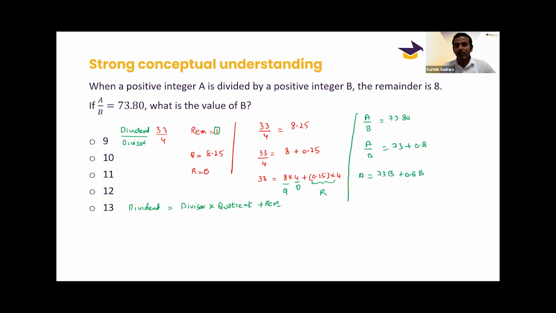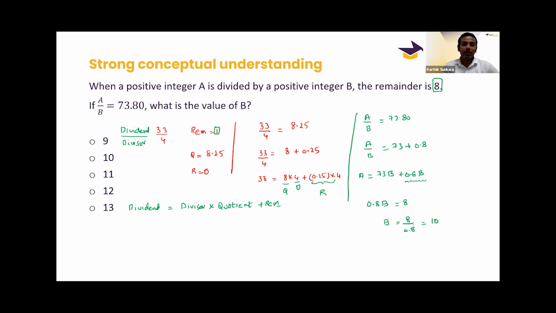Now, if you observe, this is nothing but the remainder. And what is the remainder given? Remainder is nothing but 8. So 0.8B is actually 8. So for this, if you divide by 0.8 on both the sides, B equals 8 upon 0.8, which is nothing but 10, right?